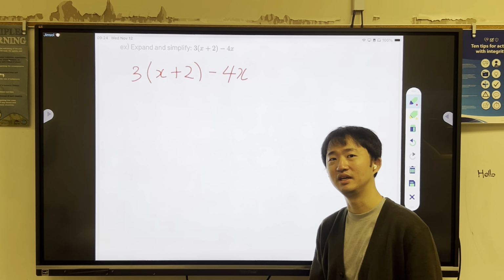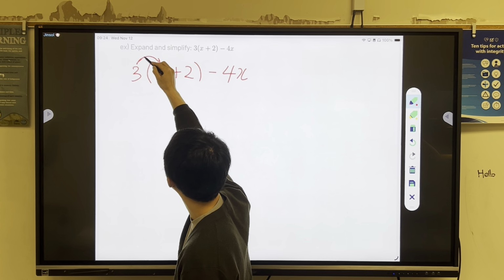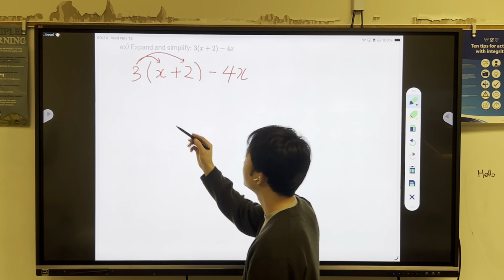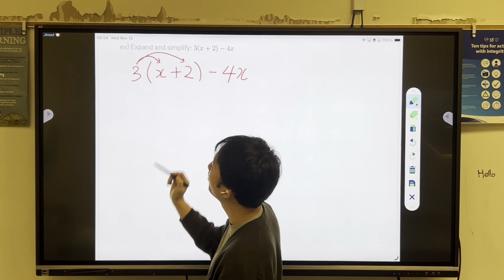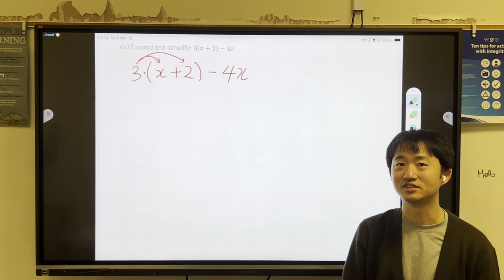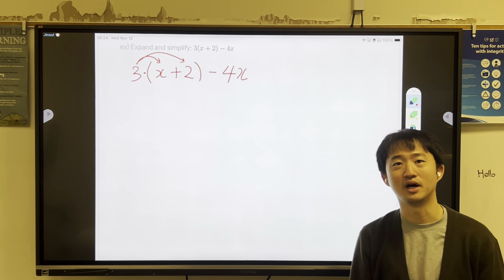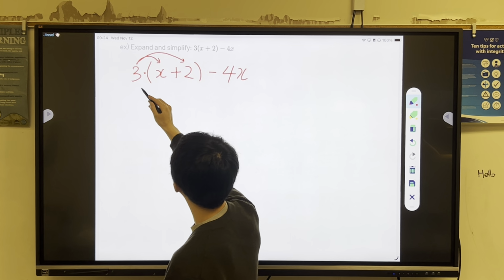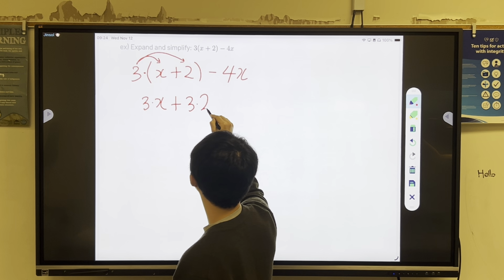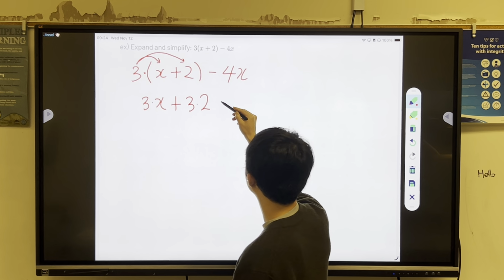The distributive property means that the 3 here is applied to x and also applied to 2. And we also know that it's just written 3 open brackets. So if it's written like that, we also know that there's a hidden multiplication sign, which means that we're going to multiply 3 by x, and we're also going to multiply 3 by 2. So we're going to write it as 3 times x plus 3 times 2. Notice how 3 is distributed to x and 2 at the same time.